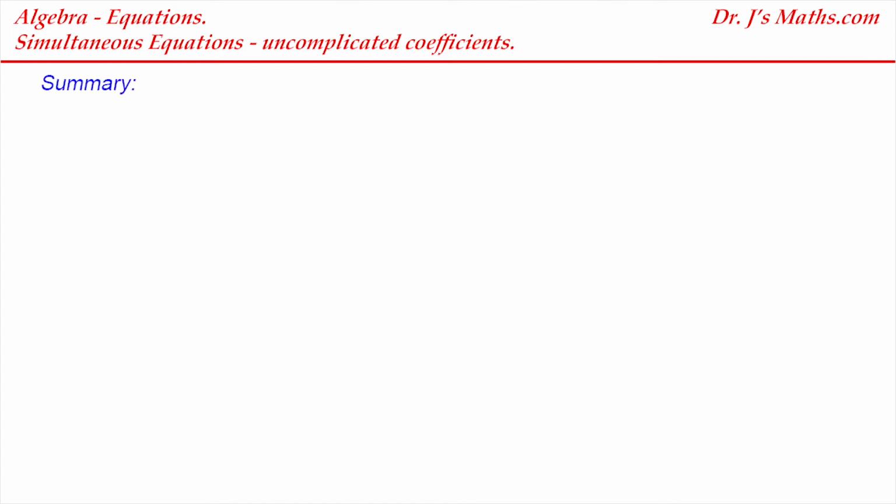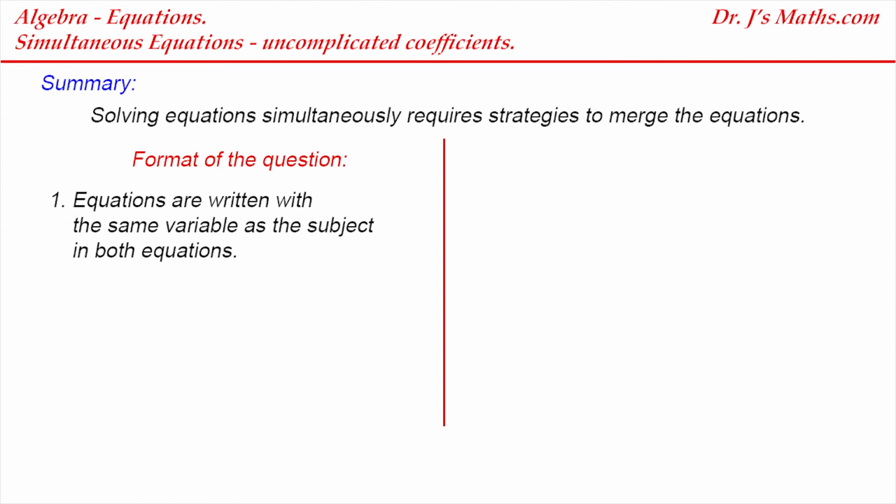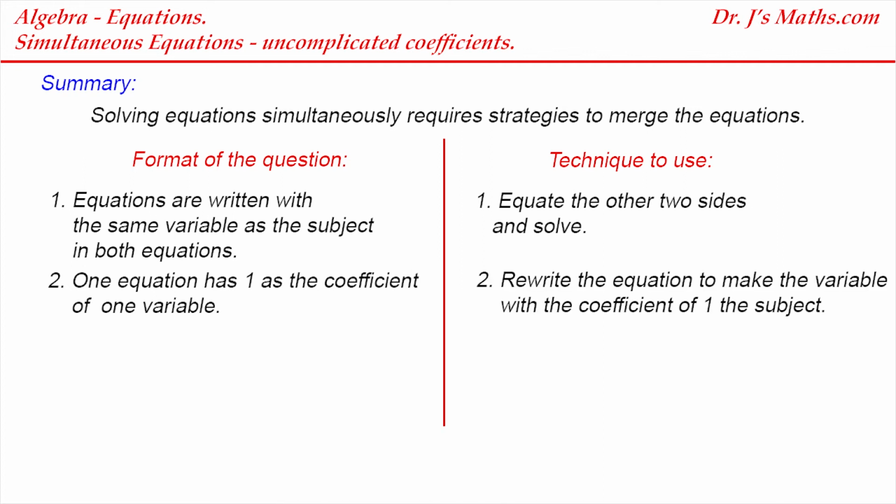So in summary, solving equations simultaneously requires strategies to merge the two equations. And in this case, we've dealt with a few different formats. The first one was equations are written with the same variable as the subject in both equations. So the technique we're going to use there is to equate the other two sides and solve. The next format was where one equation had a 1 as the coefficient of one variable. And here we rewrite the equation to make the variable with the coefficient of 1 the subject of that equation, and then we substitute for that variable into the second equation.